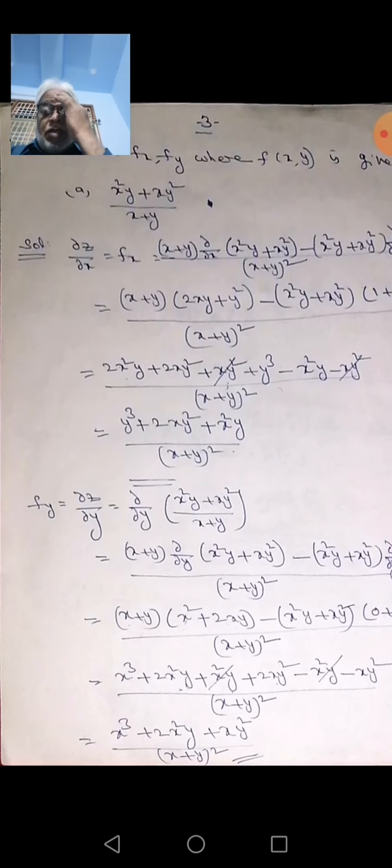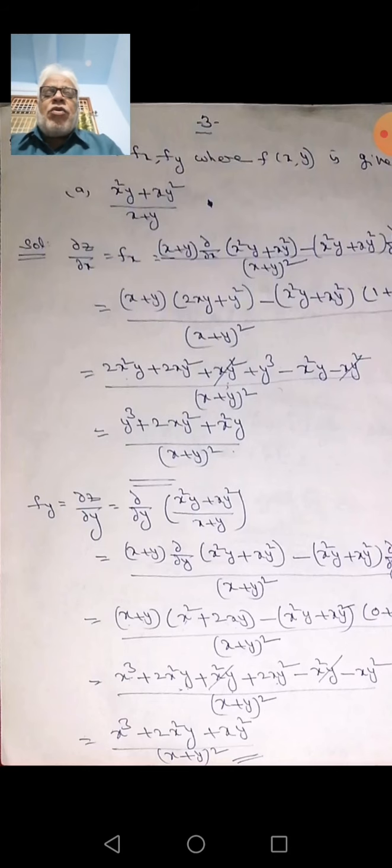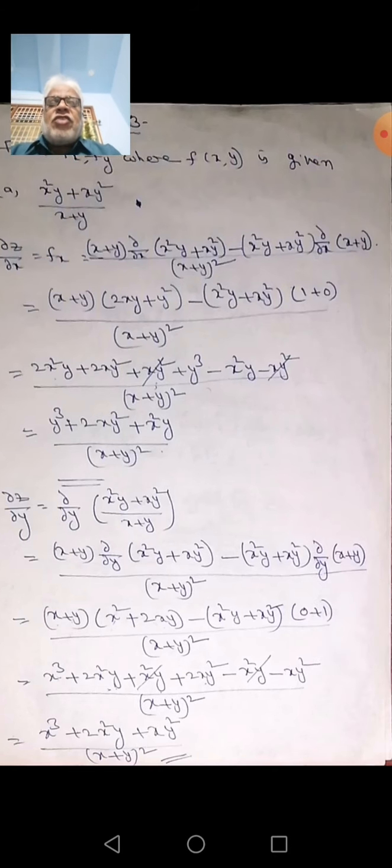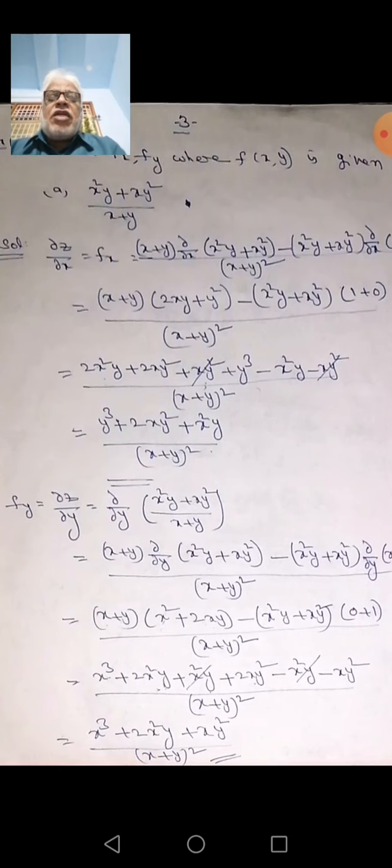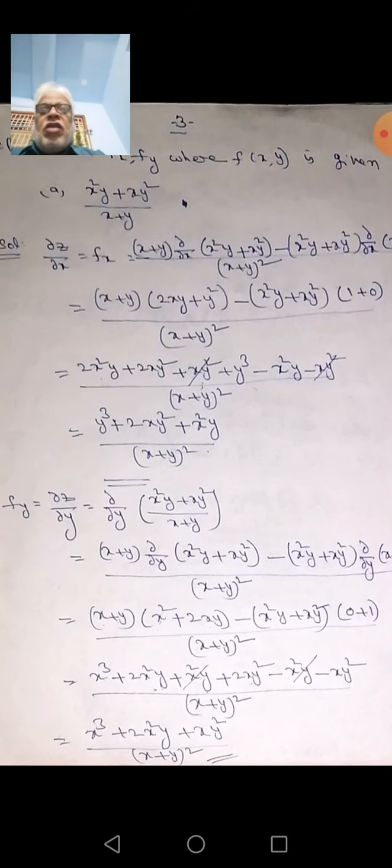What is the u by v formula? That is v dou by dou x of u minus u dou by dou x of v, by v square. V square means x plus y whole square. So v, that is x plus y, times dou by dou x of x square y plus xy square, minus u, that is x square y plus xy square, times dou by dou x of x plus y, that is x plus y. Okay, what is the derivative of x square y?